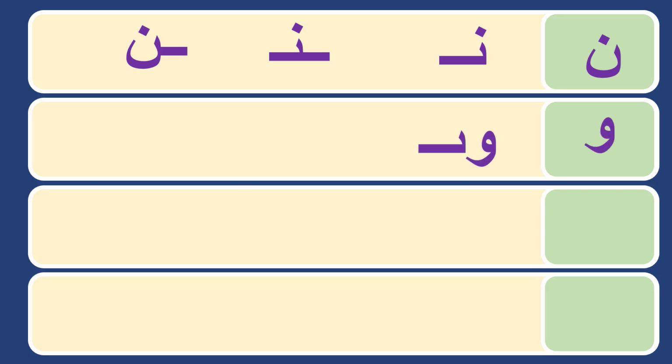Let's come to Waw. The space here indicates you cannot join something directly to Waw when it appears in the beginning. The same thing in the middle. You cannot join something directly after it, but you can join something directly before it. And when it appears at the end, you can join something directly before it.